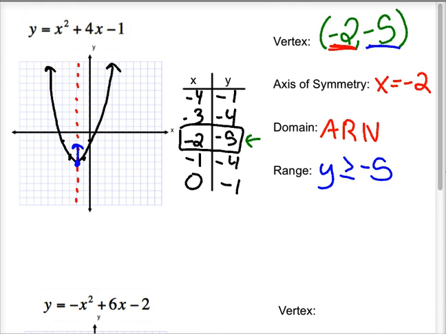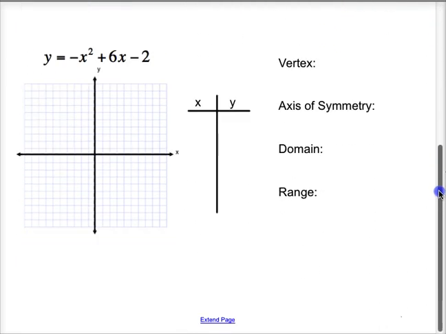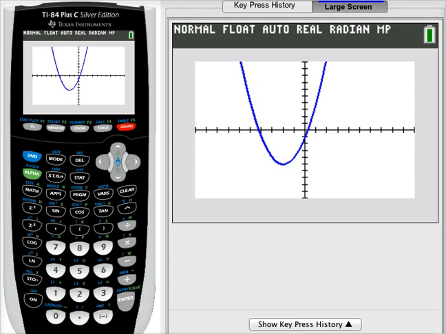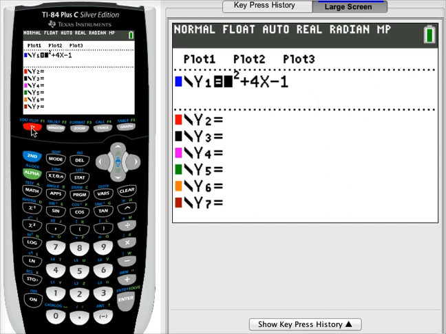And again, that is what you're going to have to be able to answer when you're working on these questions for me. So let's do one more just to make sure you're getting a hang of it. And so you can see a negative parabola. So first thing I'm going to do, I'm going to go to my calculator and I'm going to graph it. So I go into y equals, clear out anything that's there, and I'm going to type it in. So -x squared plus 6x minus 2.